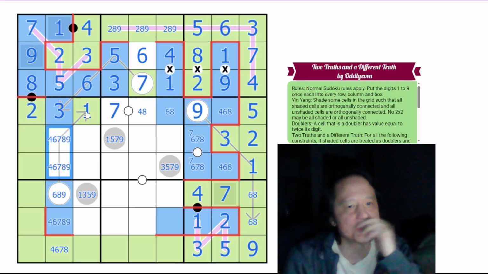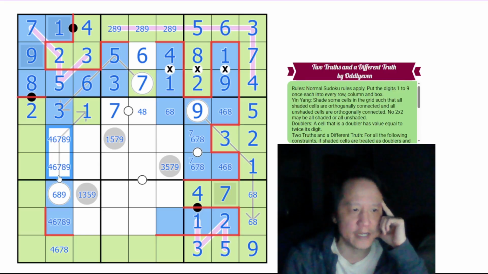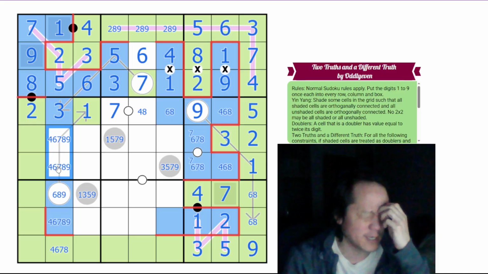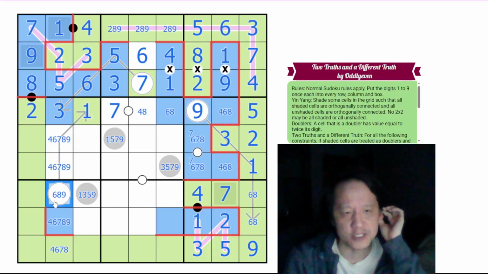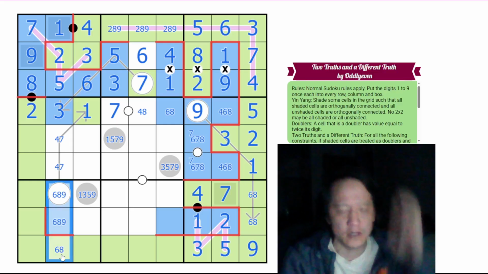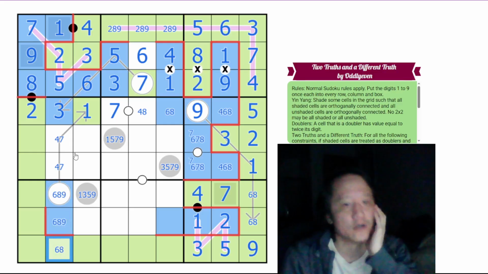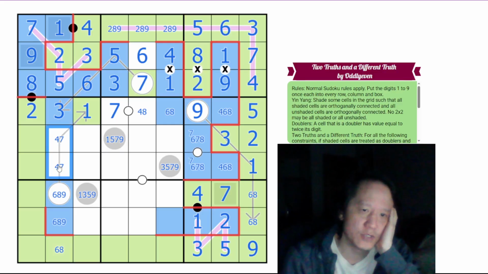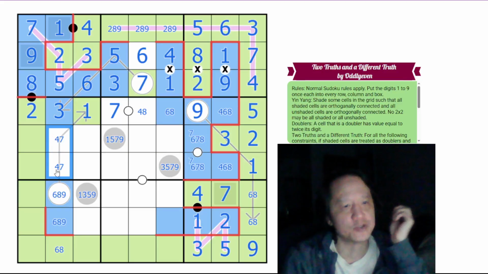Can this ever be 9 as the non-doubled? 4 doubled is 8, plus 1 and 9 is 18, but that would force a 9 here, which is not allowed. So this has to be 4 and 7 here, which eliminates 4 and 7 in the rest of the column. So the 4 is doubled here. One of them's green, one of them's blue, because we can't have 2 doubled here.